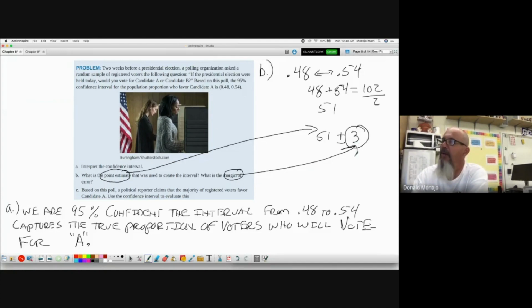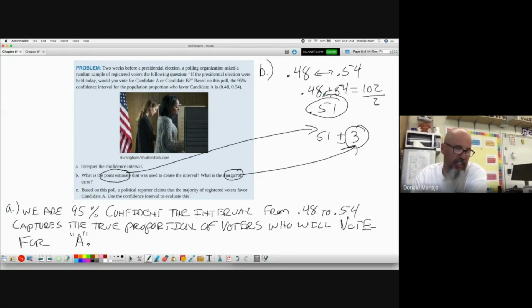So I'm 95% confident that the true proportion of all voters in the United States who would vote for candidate A would be between 48% and 54%. My p hat in this problem, my point estimate, was 0.51. Where did I get that from? Finding the middle of the interval.